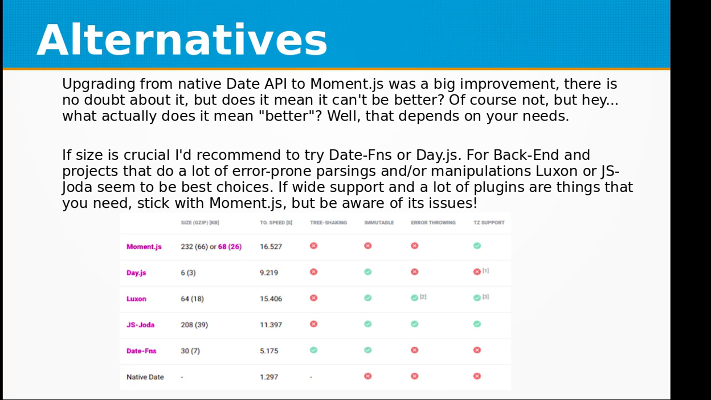If size is crucial, I'd recommend trying date-fns or Day.js. For backend and projects that do a lot of error-prone parsing and manipulations, Luxon or JS-Joda seem to be the best choices. If wide support and a lot of plugins are things that you need, stick with Moment.js, but be aware of its issues.